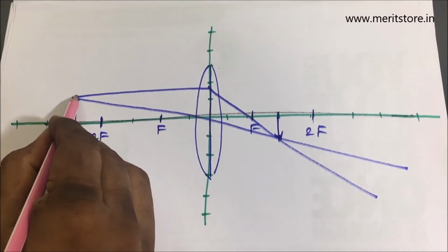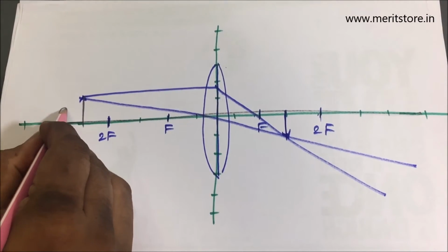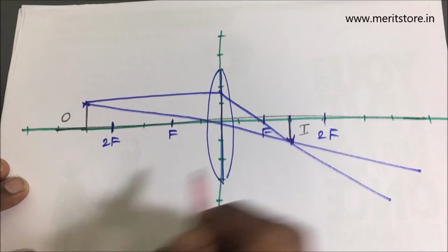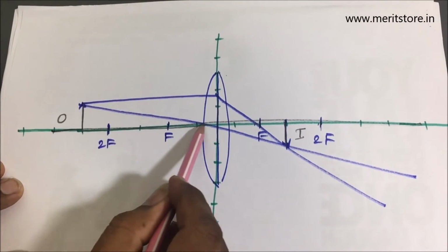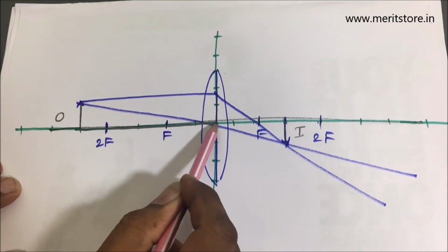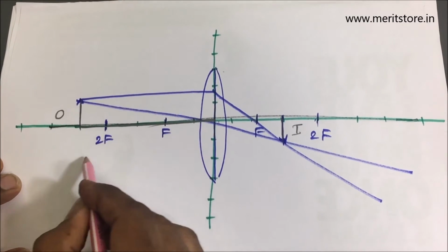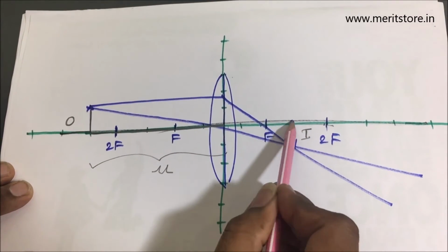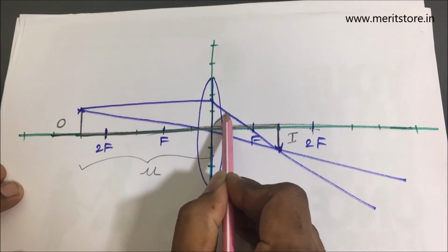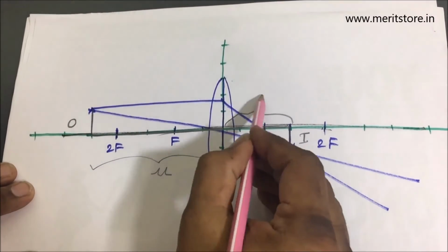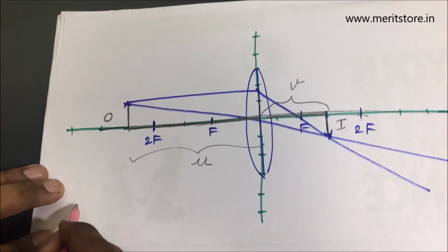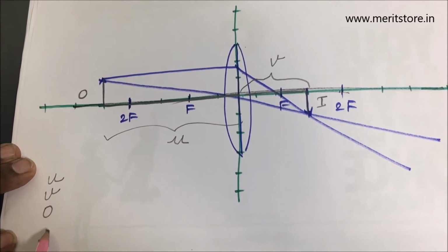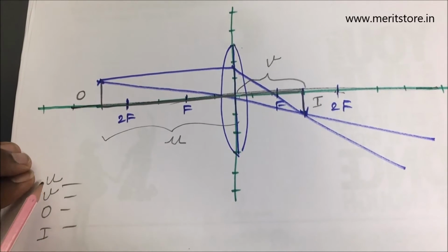Now look at this. What is this? This is the object height O. What is this? This is the image height I. What is this? This is the distance of the object from the optical center, so this is U. What is this? This is the distance of the image from the optical center, which is V. So we have U, we have V, we have O, and we have I.